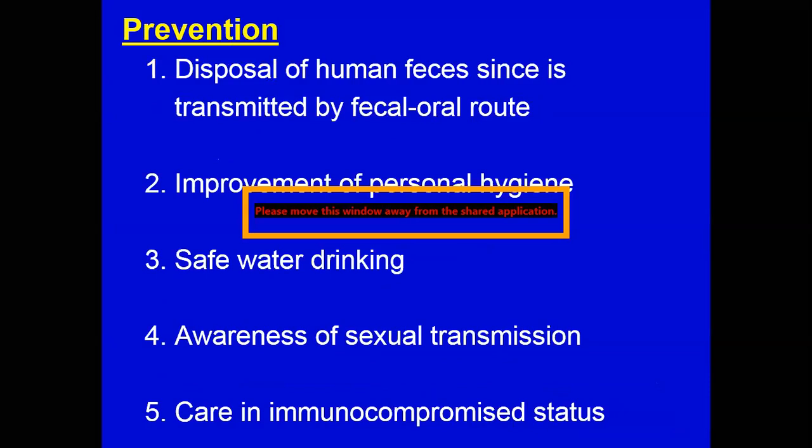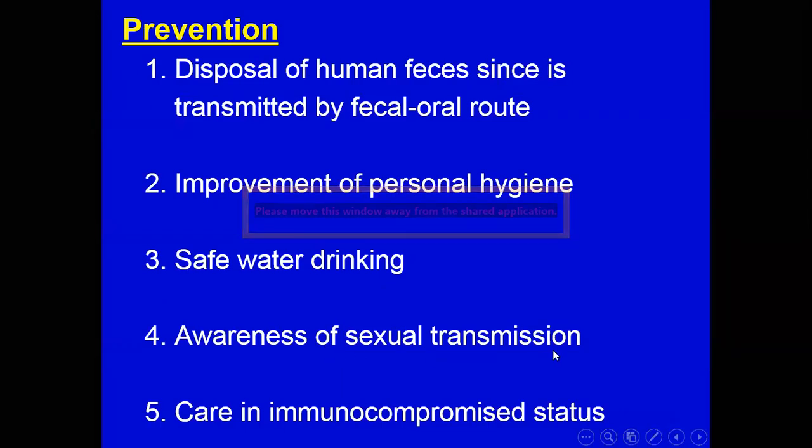The prevention, of course, disposal of human feces, because as we said, it is transmitted by the fecal oral route. Improvement of personal hygiene, safe drinking water, awareness of sexual transmission. This amoebiasis also can be transmitted sexually. You have to remember it. And we said it is more present in immunocompromised patients. So you have to take care of immunocompromised patients.